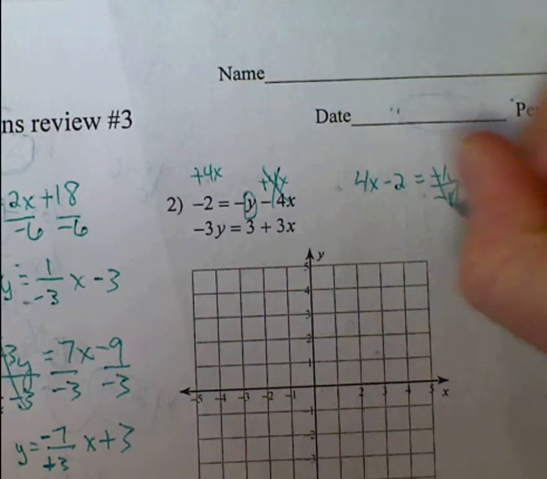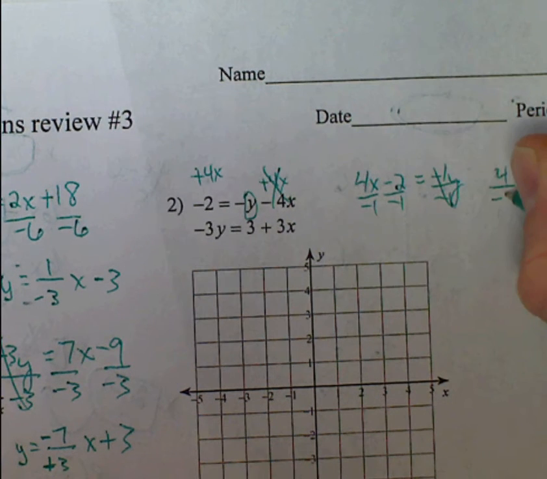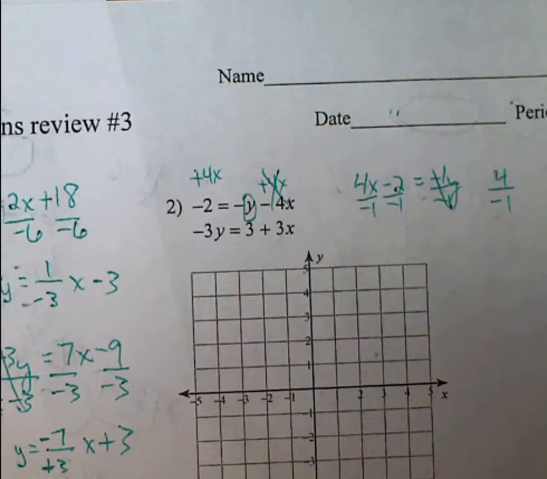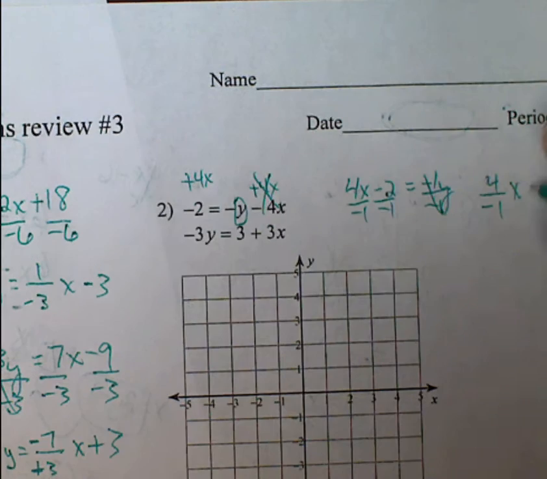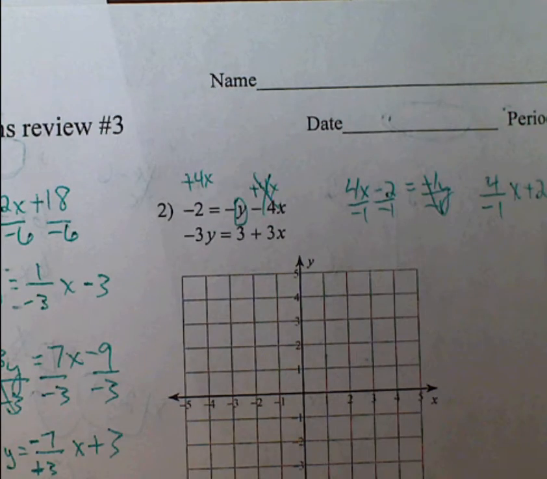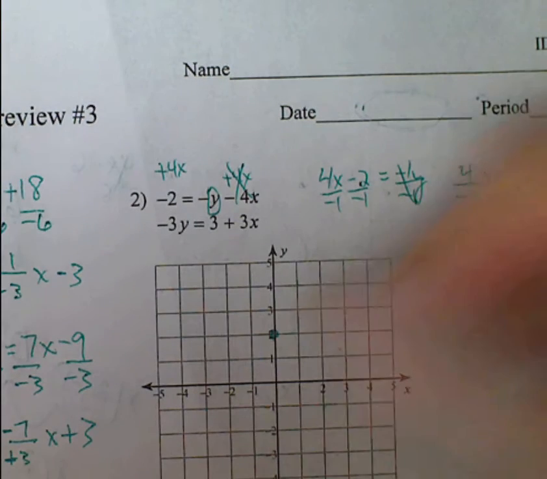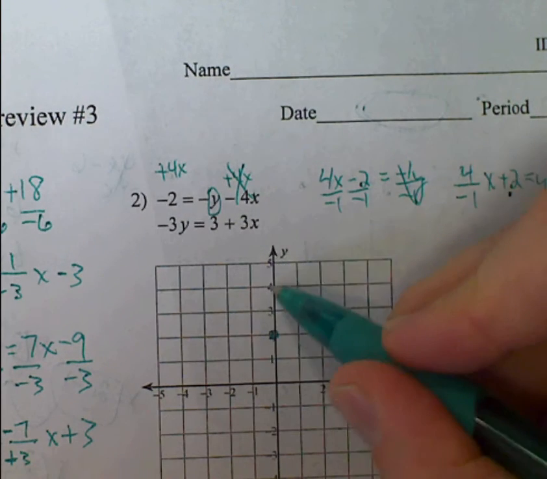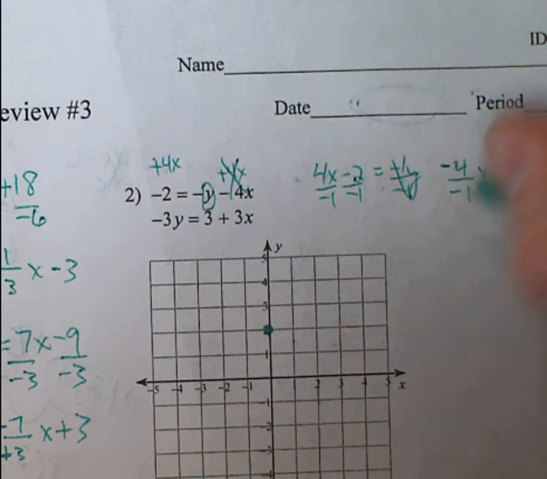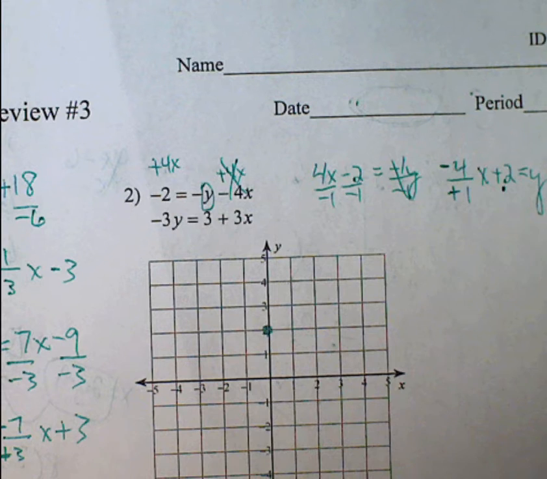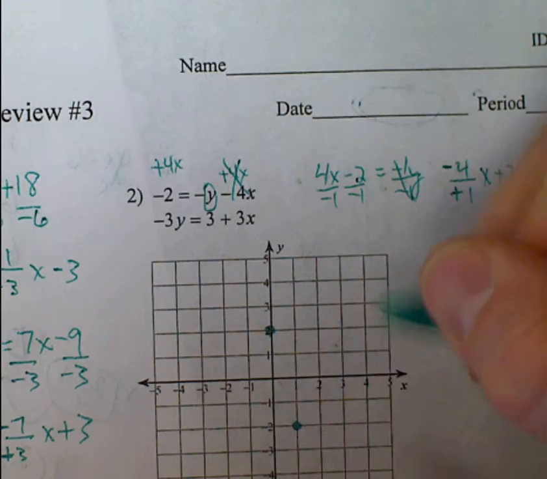If I divide by negative 1, I get negative 4, same thing, so I get 4 over 1x. Negative 2 divided by negative 1 is a positive 2 equals y. So my y-intercept is at 2, so I start at 2. My slope is up 4, but that would go off the grid, so I'm going to go down 4 over a positive 1 on the bottom. So down 1, 2, 3, 4 over 1.